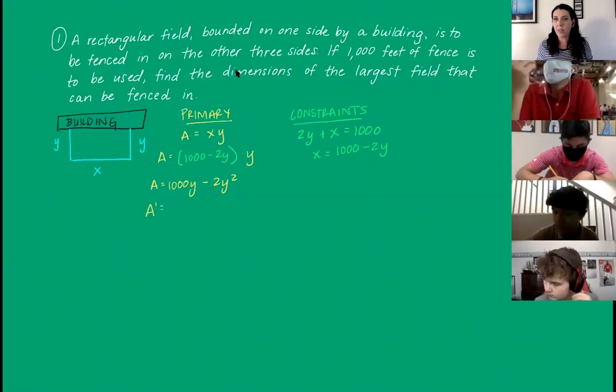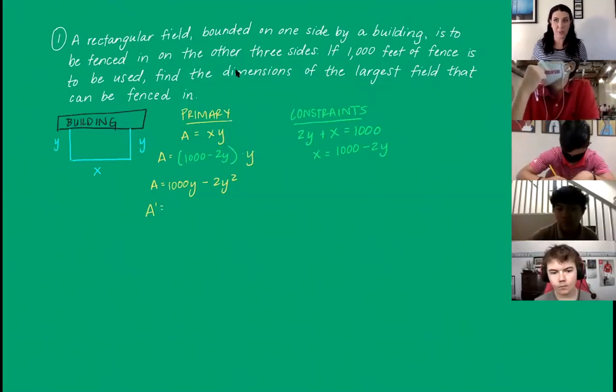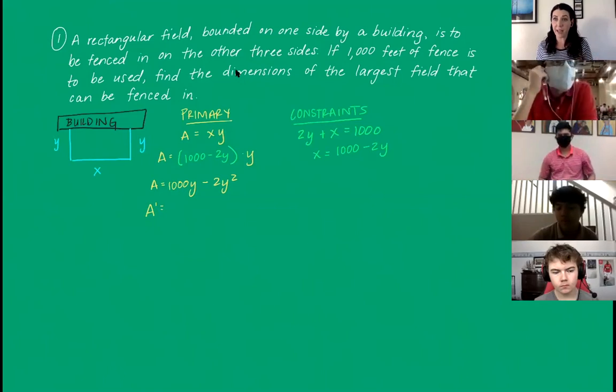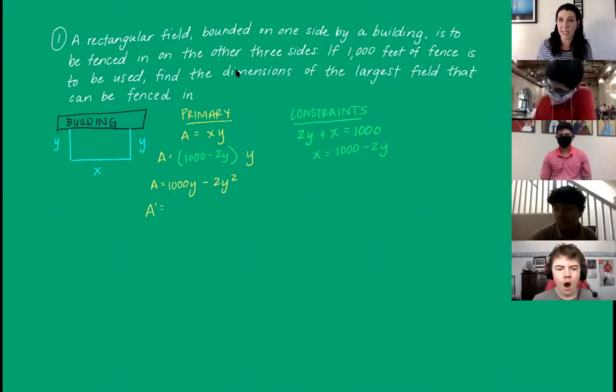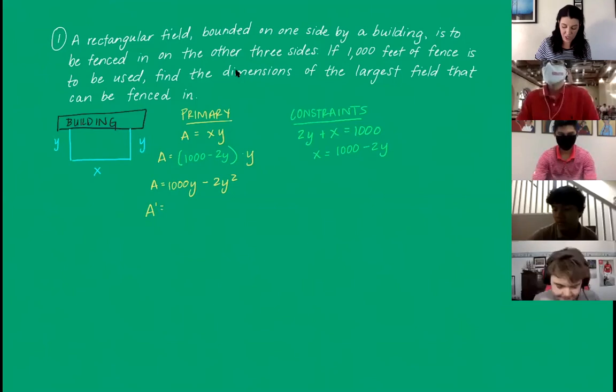And now some students get confused: what am I taking it with respect to? Am I taking it with respect to time? Well, if you only have one variable in here and you're trying to find the maximum of this function, you just take it with respect to that variable. So I don't have to do any implicit differentiation either. Okay, so my derivative of 1,000y is just 1,000.